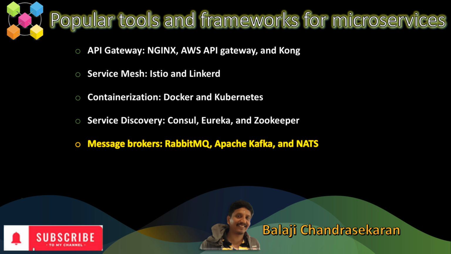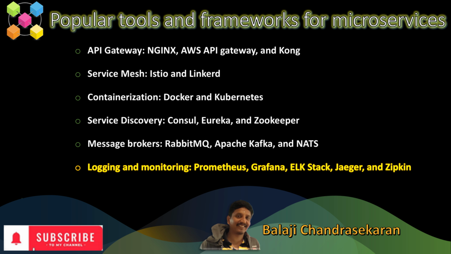Microservices often rely on asynchronous communication, and message brokers like RabbitMQ, Apache Kafka, and NATS facilitate this communication by sending messages between services. Logging and monitoring. Microservices require distributed logging and monitoring tools like Prometheus, Grafana, ELK Stack, Jaeger, and Zipkin to track performance and identify issues across many services.